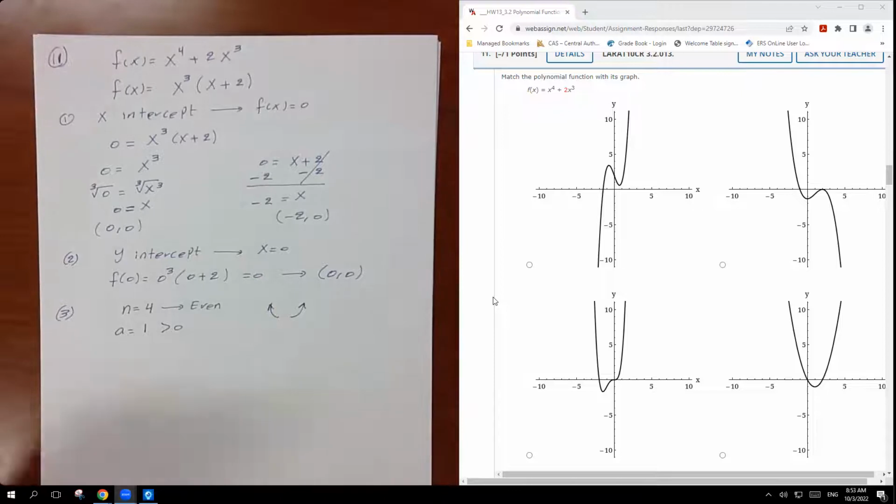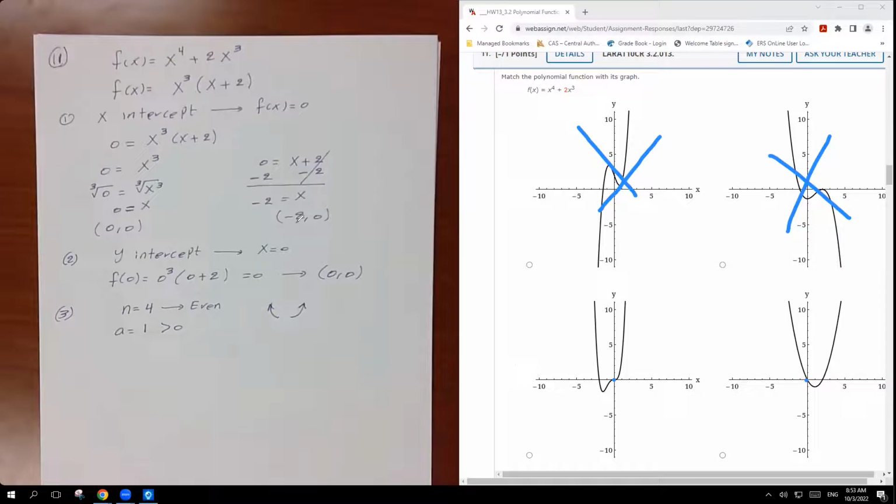So by just locating the third step, I'm going to know my graph: not this one, and not this one, because both sides are going up. Maybe this one, this is both sides up, maybe this one. Let's check the other points. The x-intercept here is 0, 0, which is this one. And for this graph, also this one.